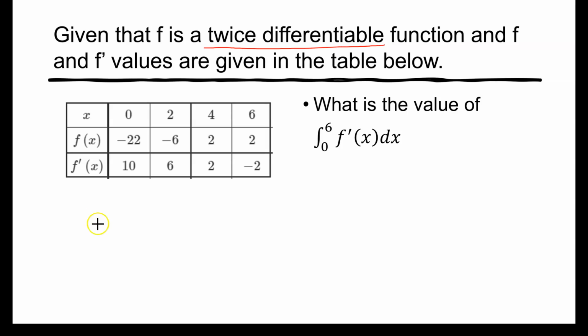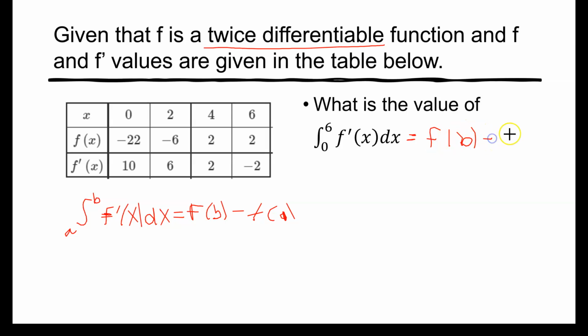So we're going to use our antiderivative rule that from a to b of f prime of x dx is equal to f of b minus f of a. So in this case, this would be equal to f of 6 minus f of 0.